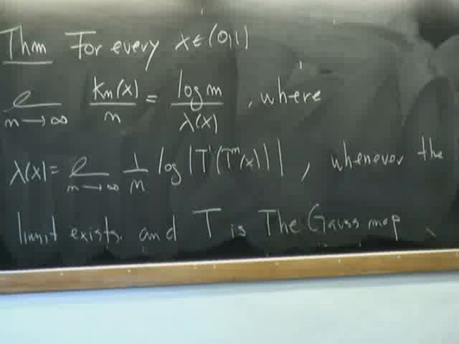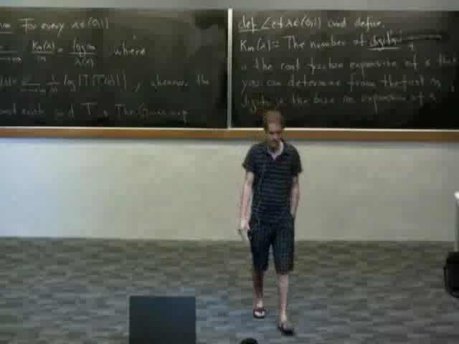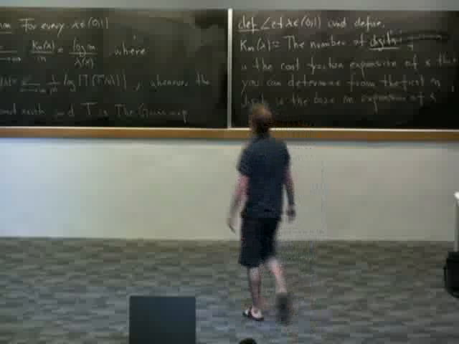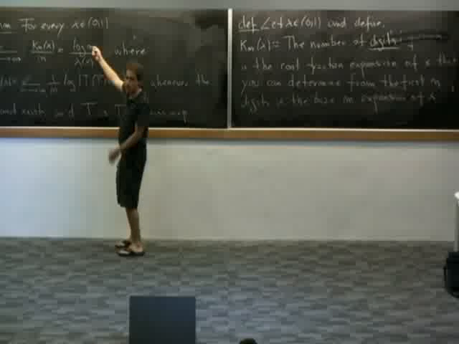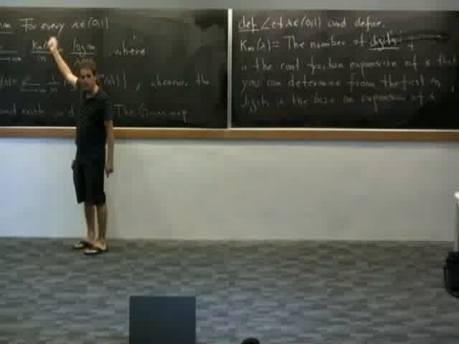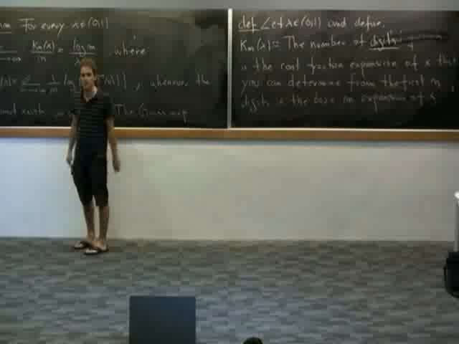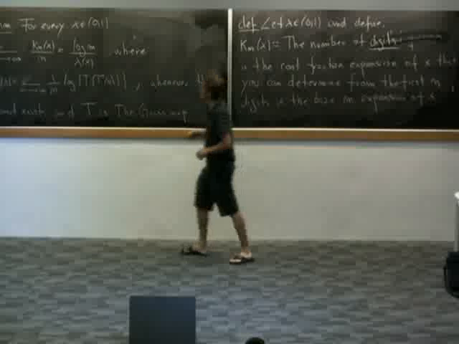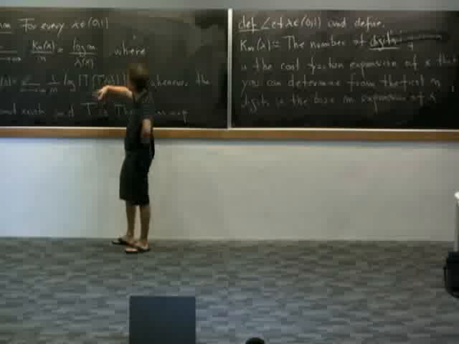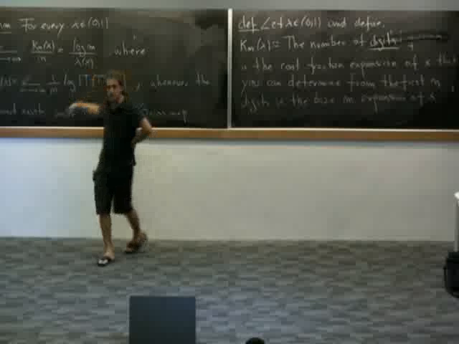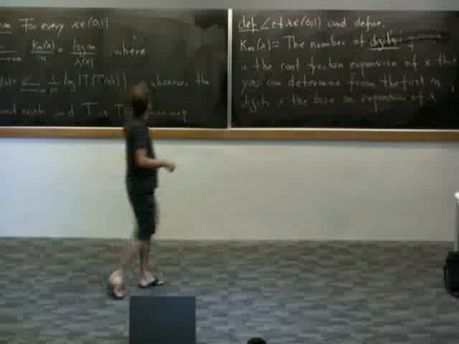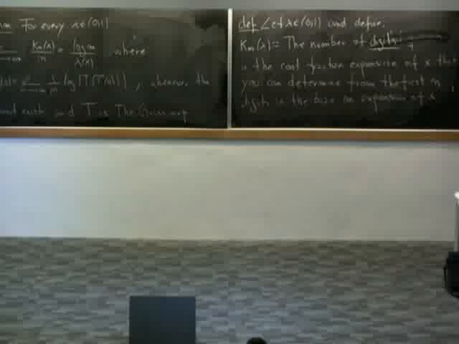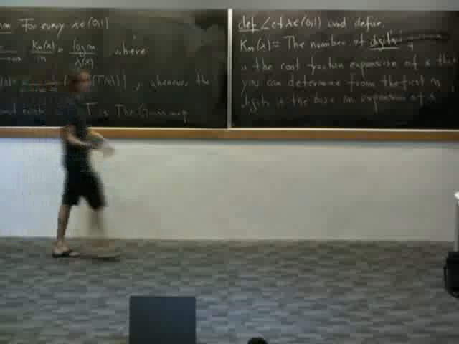Okay? So what this is telling you is that the more digits you use in the base m expansion, the more information you gain from the continued fraction expansion. What it also tells you, which is kind of interesting but slightly harder to see, is that the Lyapunov exponent measures the exponential speed of approximation of a number by its rational approximations.